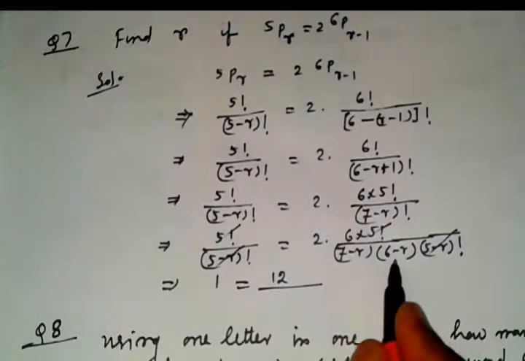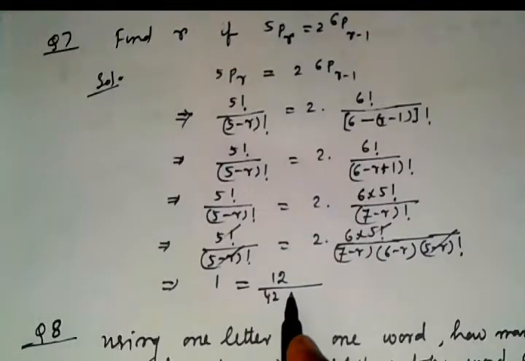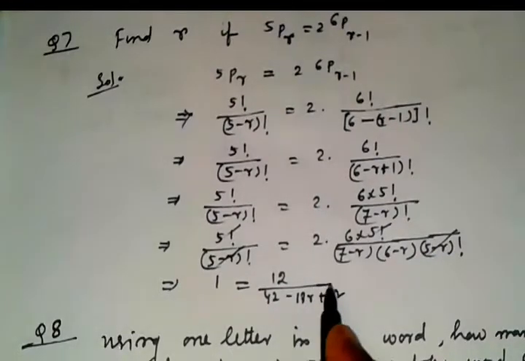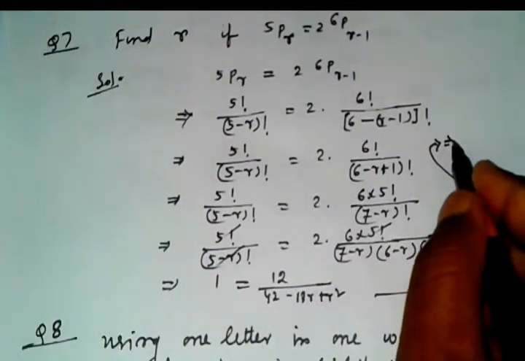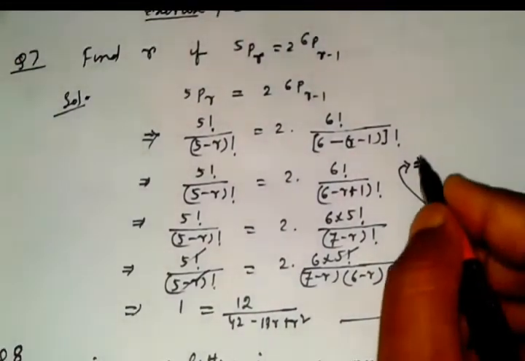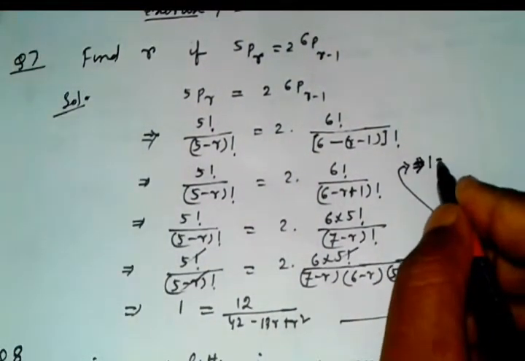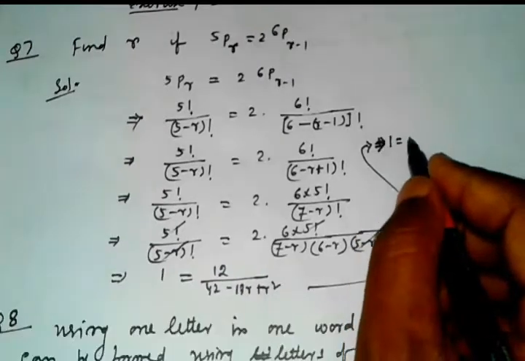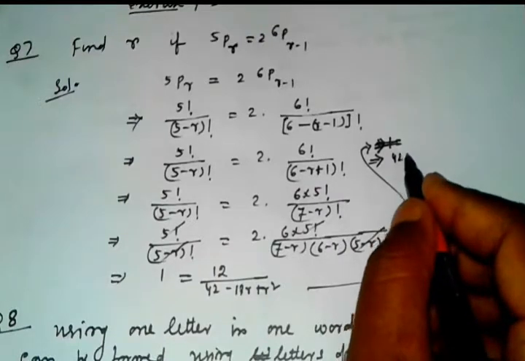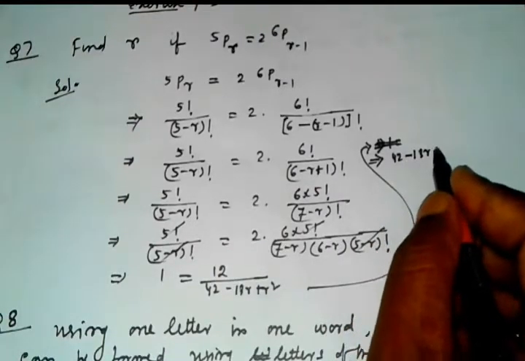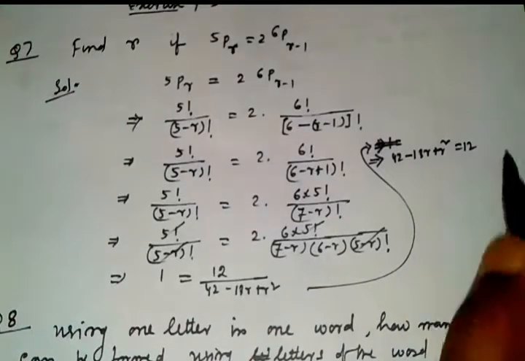That is, we have to multiply this: 42 minus 7r minus 6r plus r square. I have to factorize this. This implies 1 is equal to 42 minus 13r plus r square divided by 12, so 42 minus 13r plus r square is equal to 12.